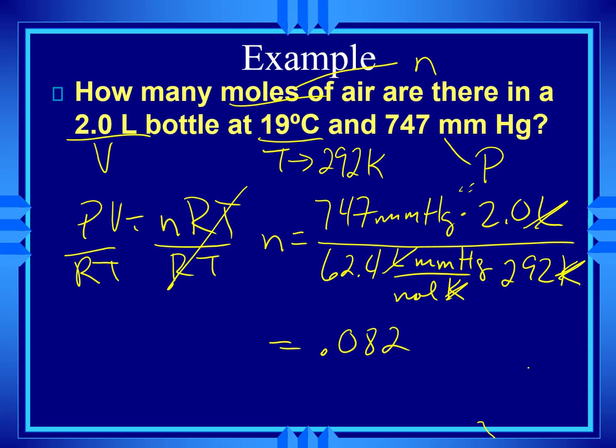Liters cancel out here. Millimeters of mercury cancel out here. And I'm left with moles in the denominator of my denominator. My algebra teacher taught me that the denominator of your denominator is your numerator, because you're going to invert it. So I get just moles as a unit, because 1 over 1/4 is 4.